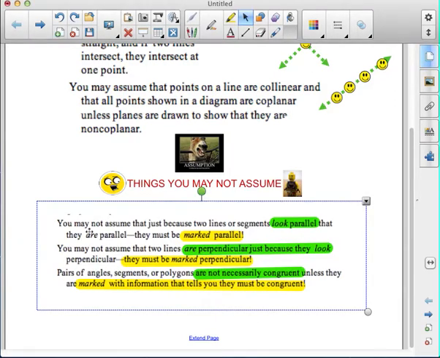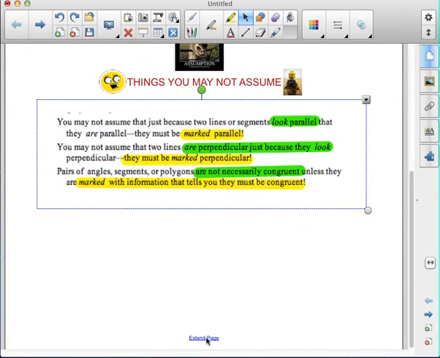One, you may not assume that just because two lines or segments look parallel, that they are parallel. They must be marked parallel. And if you remember, we discussed when we talked about lines, the rules for marking parallel lines. They have to have those double red arrows.